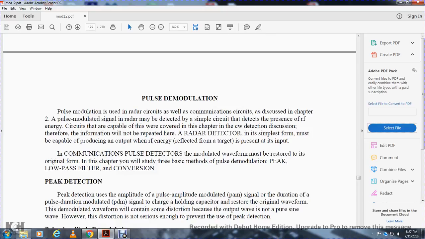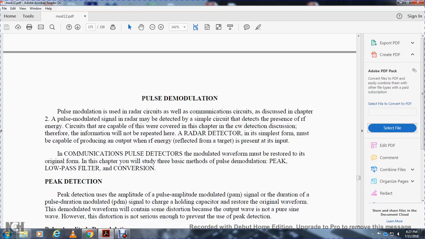Pulse demodulation. In pulse demodulation, we use the radar signal as well as the common signal discussed in chapter 2 for the pulse modulation signal. The radio frequency detector is used with the presence of the radio frequency signal. The chapter covers continuous wave detection discussion. Therefore, the information will not be repeated here.